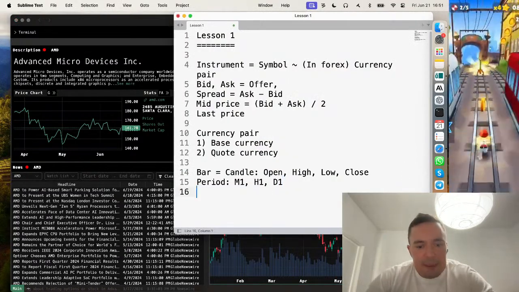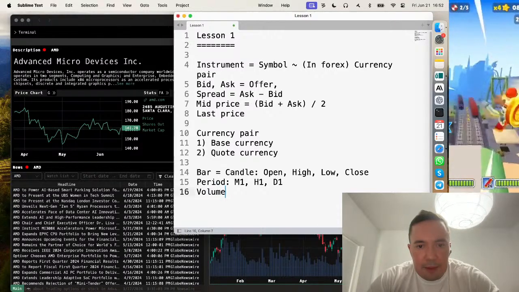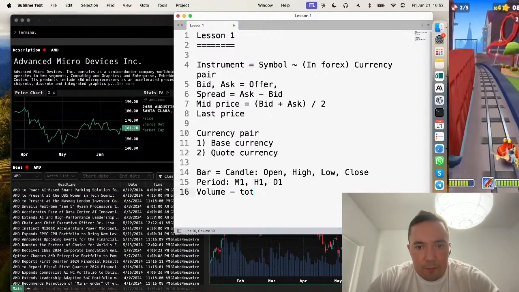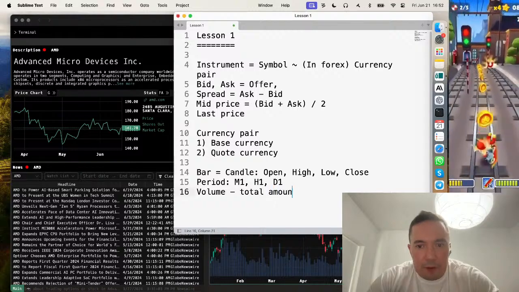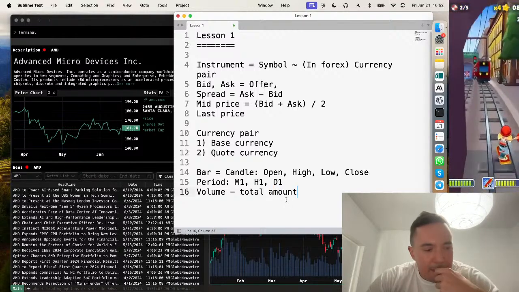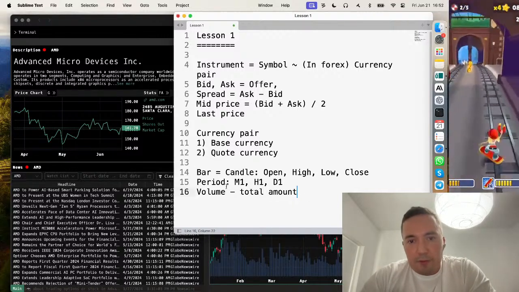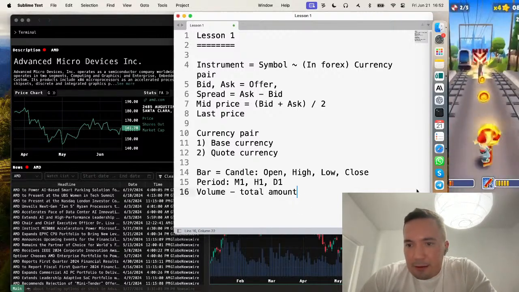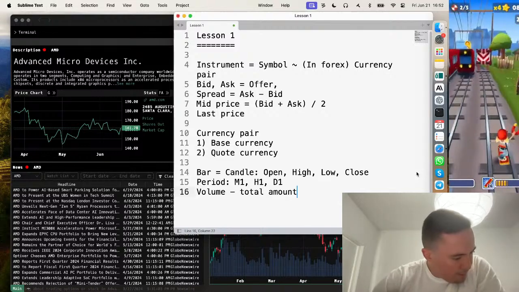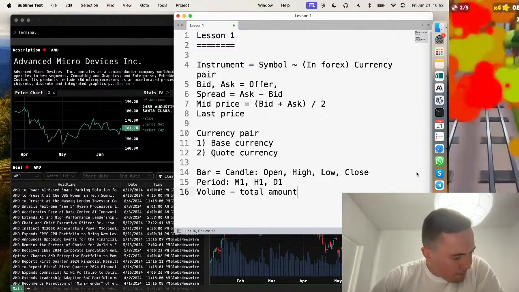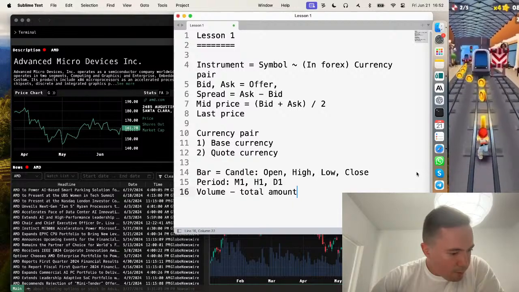So we've seen the volume. It's the total amount of something that was traded during that hour or that period. And what else? Questions welcome.